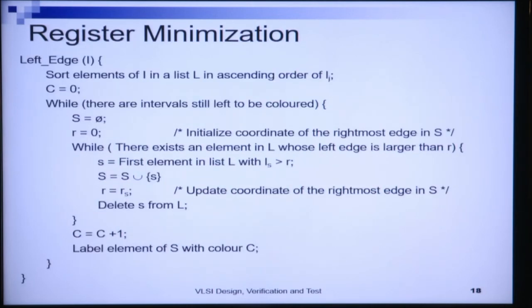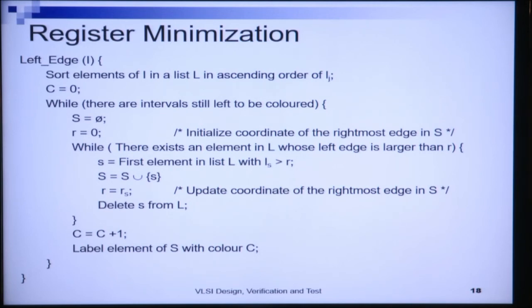Now, given this list of intervals, it first sorts the elements in I into a list L in ascending order of the left edges. First, I assign 0 colors, meaning C equals 0. What does C mean? C gives a labeling for colors. C equals 1 is a distinct color, C equals 2 is another distinct color, C equals 3 is another distinct color. So, if I allocate a color C equals 1 to a set of temporary registers, then all those temporary registers will be allocated to the same hardware register whose color is labeled 1.